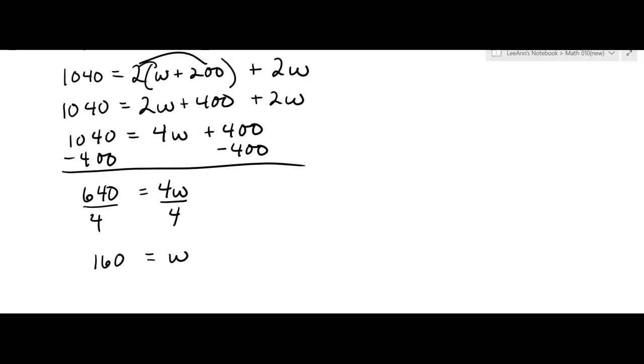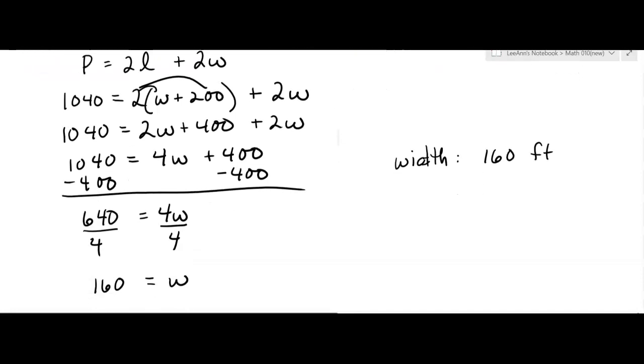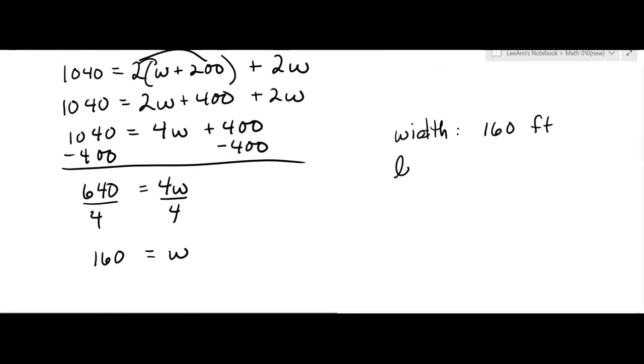So what does all that mean? It means the width was, we were in feet, right? 160 feet. You should put the units on that. It's not inches, yards, meters. It was 160 feet. Let me double check feet. Yeah, it was feet. The length, well, how are you going to figure out the length? Well, what did we say about the length? The length is 200 more than the width. So the length must be 360 feet.